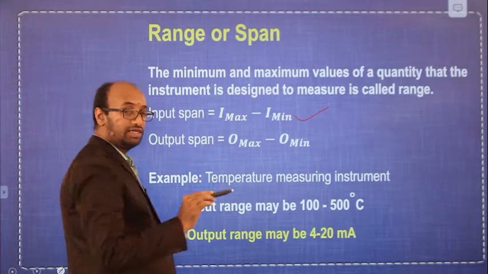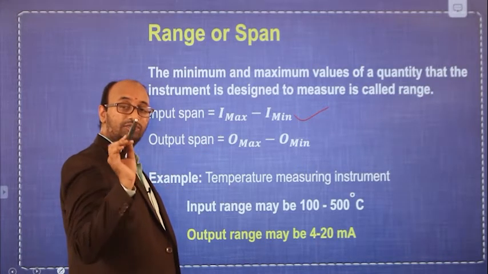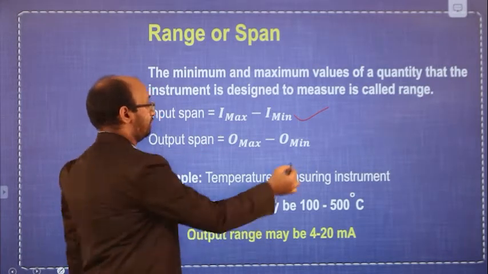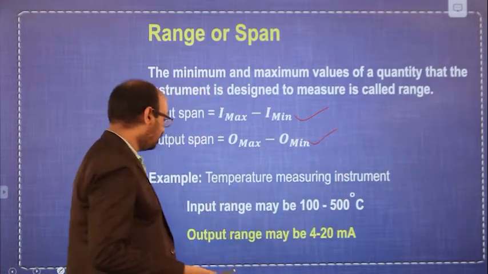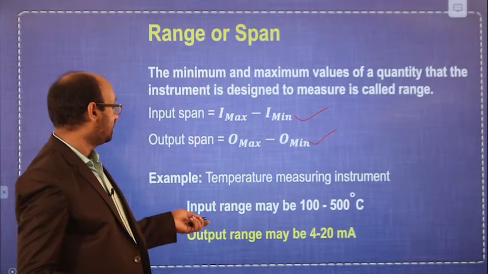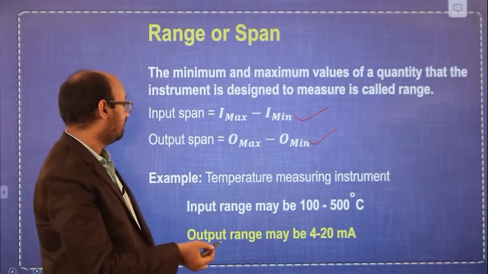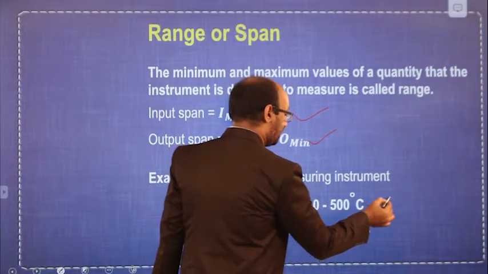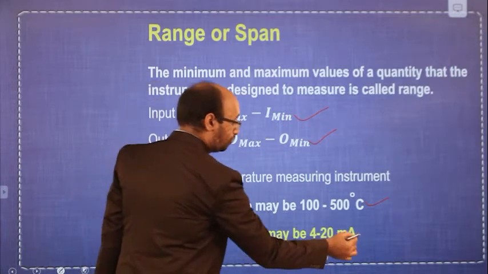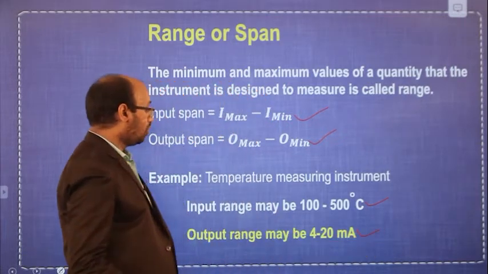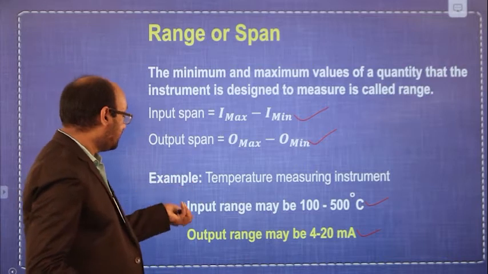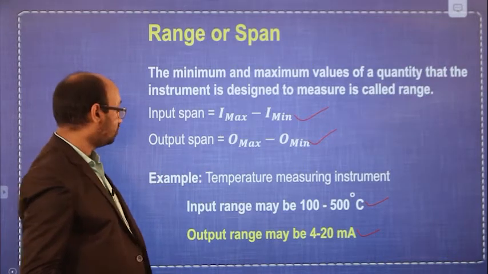Similarly, output span is the difference between the maximum output value and the minimum output value. An example is presented here. If we have a temperature instrument, its input range can be 100 to 500 degrees centigrade and output range can be 4 to 20 milliamperes. So how can we calculate the span of this particular temperature measuring instrument?